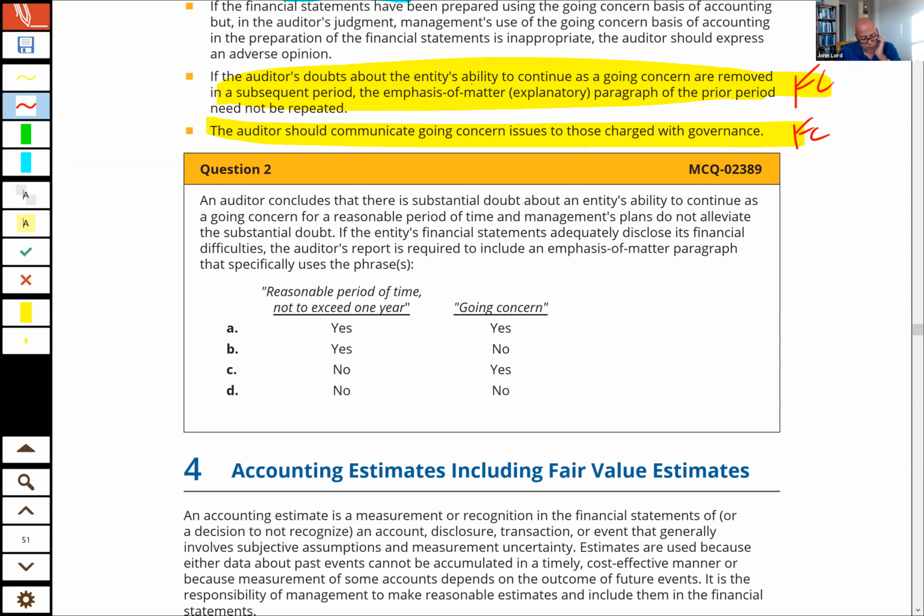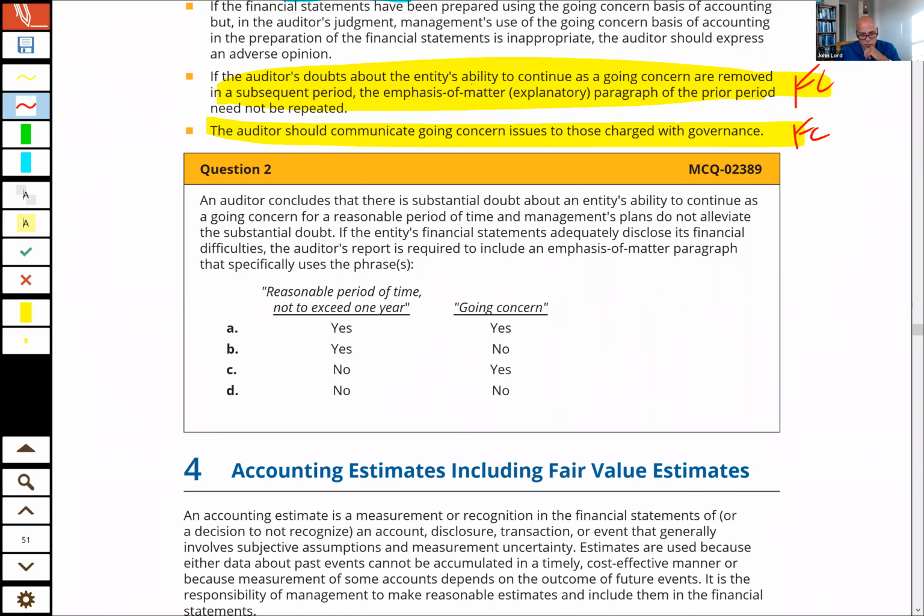Okay, stop, guys. What were the 2 phrases I told you had to be in there? Look here. What are the 2 phrases I told you have to be in the explanatory paragraph, the emphasis of matter? Substantial doubt and going concern.